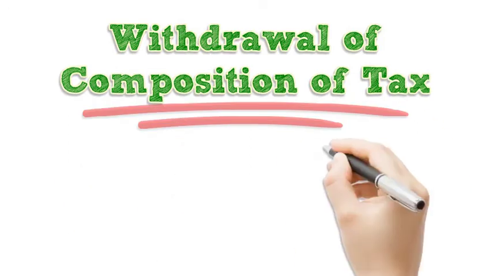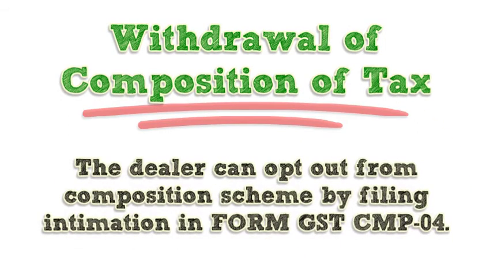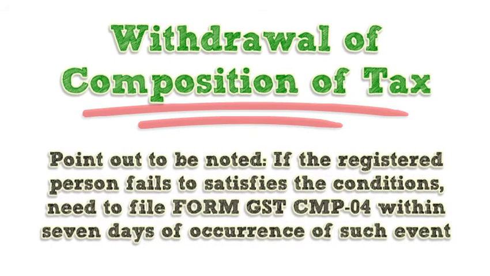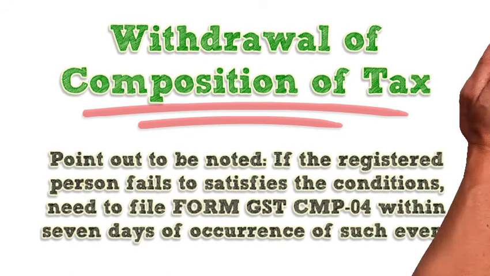Withdrawal of composition of tax. The dealer can opt out from composition scheme by filing intimation in FORM GST CMP-04. Point to be noted: if the registered person fails to satisfy the conditions, he needs to file FORM GST CMP-04 within 7 days of occurrence of such event.